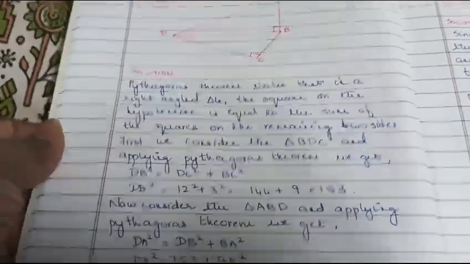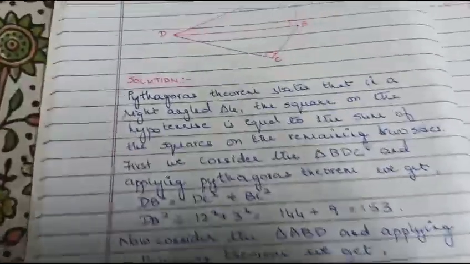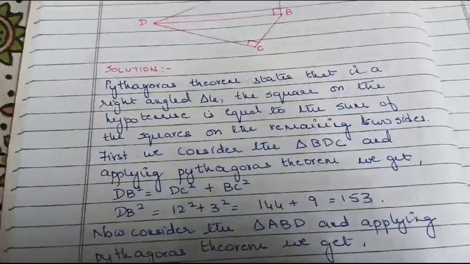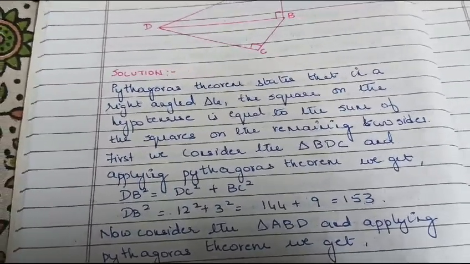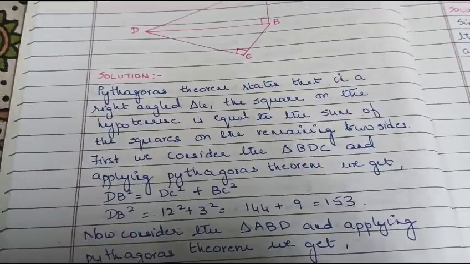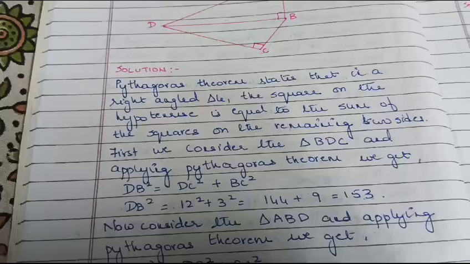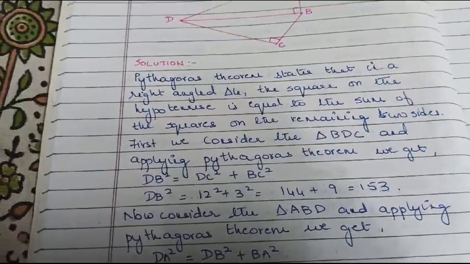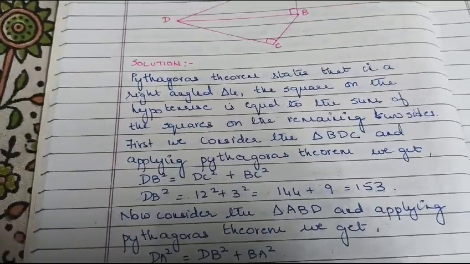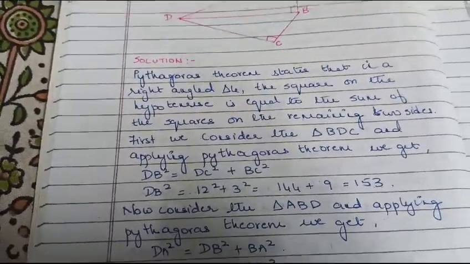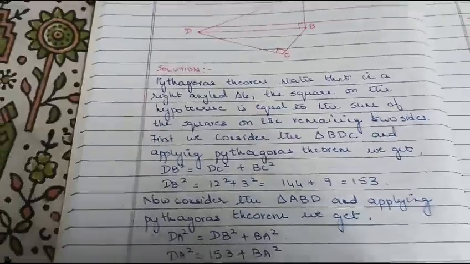Since it's Pythagoras theorem, let's mention the Pythagoras theorem here. Pythagoras theorem states that in a right angle triangle, the square on the hypotenuse is equal to the sum of the squares on the remaining two sides. First, let's consider triangle BDC, and applying Pythagoras theorem we get DB square is equal to DC square plus BC square. DB square is equal to 12 square plus 3 square, that's 144 plus 9, that's equal to 153.